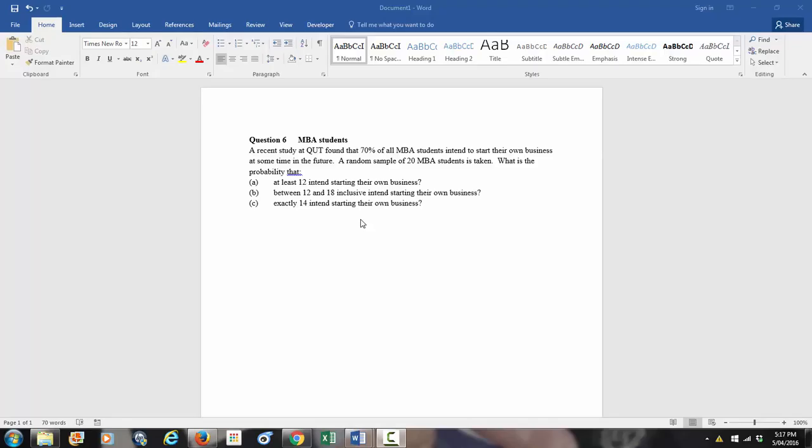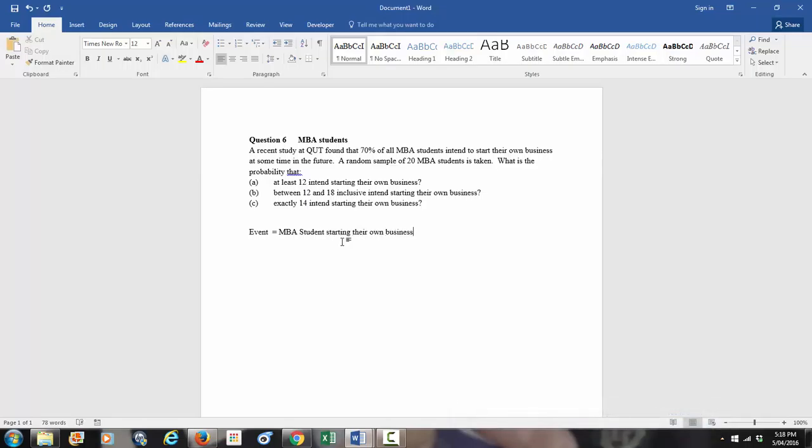So what's happening in this situation is we have a certain thing that we're interested in. The key thing we're interested in is whether or not an MBA student starts their own business. If we think about that as an independent event, or trial as they're sometimes referred to, it is an MBA student starting their own business.